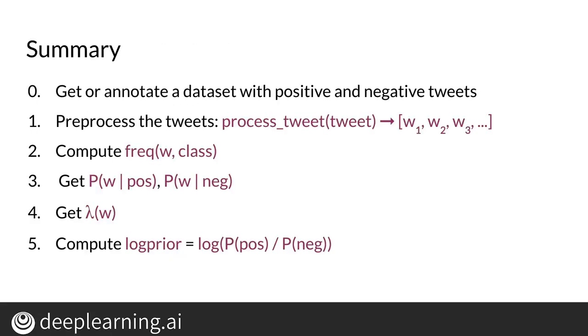In summary, training a naive Bayes model can be divided into 6 logical steps. You get or annotate a dataset with positive and negative tweets. Typically, it's better if your tweets match the same context that you want to use in the final model. Then you process the raw text to get a corpus of clean, standardized tokens. You compute the dictionary of frequencies for each word in class, then compute the conditional probabilities of each word using the Laplacian smoothing formula. You compute the lambda factor for each word, and finally, you estimate the log prior of the model, or how likely it is to see a positive tweet in your corpus.